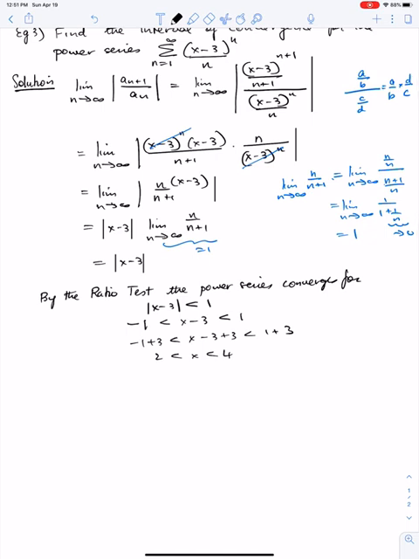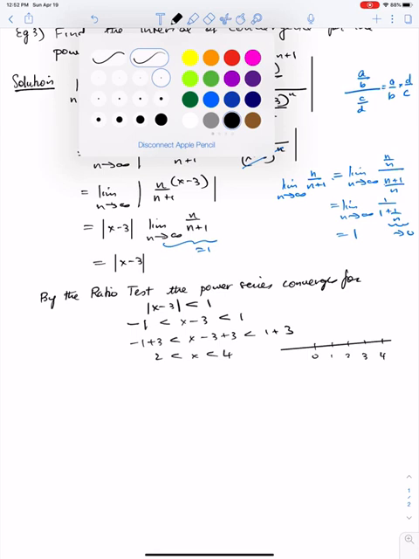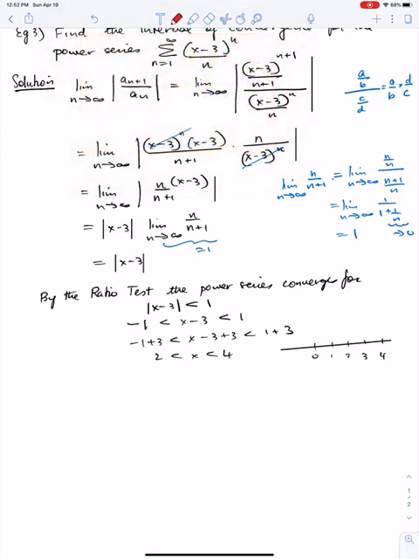So what you have is this interval here, say 0, 1, 2, 3, 4, and the interval of convergence is 2 to 4. Now the ratio test is inconclusive at x equals 2 and x equals 4, so we have to do something else for them. So far we know that it converges within 2, 4, but let's think about 2 and 4.